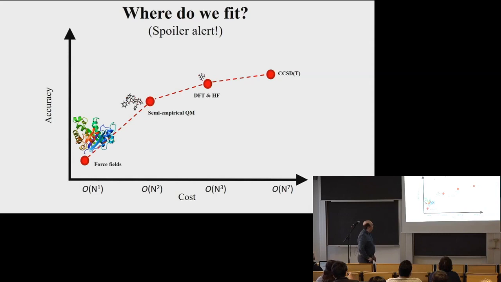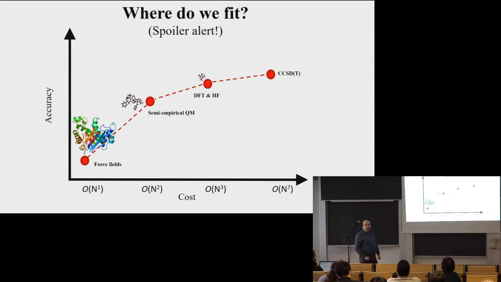Basically, this is my flavor of the diagram that Anatol showed. If you have some kind of metric of accuracy versus cost, and here it's actually not the cost, it's the scaling of our methods, you can build this kind of diagram. If you're interested in running large molecular systems like proteins, you have to rely on some kind of classical potential or force fields because of this scaling.